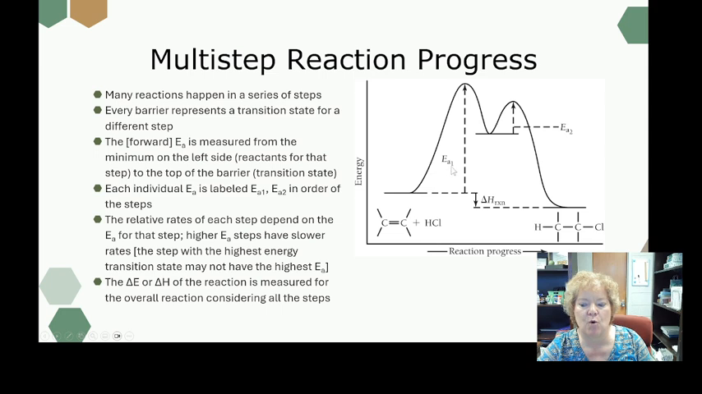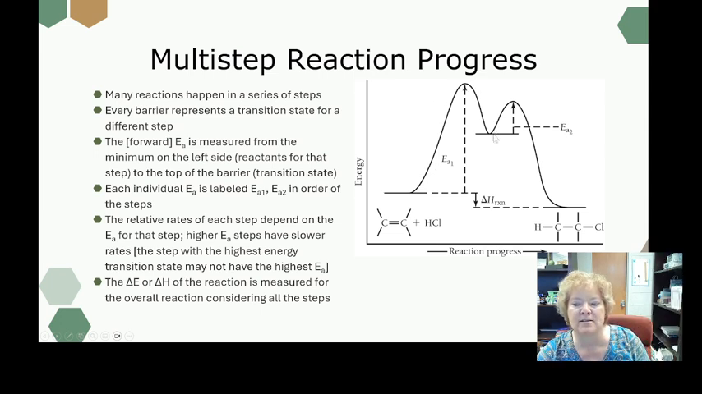Note that now I have 1 and 2, because now I have to say, which activation energy am I talking about? And when we're doing an activation energy in a multi-step reaction, we're always going to go from the reactants, as in just before that step began. So for the first step, I'm sorry, I said products, I meant reactants. The energy of the reactants to the height of the first transition state. That's going to be my first activation energy.